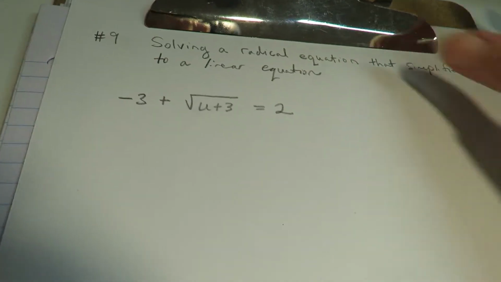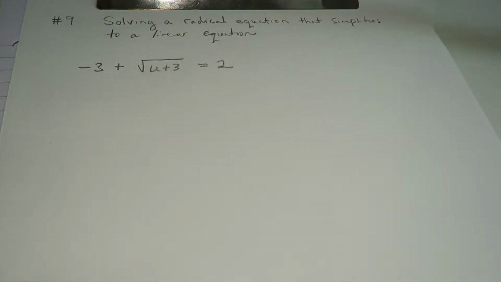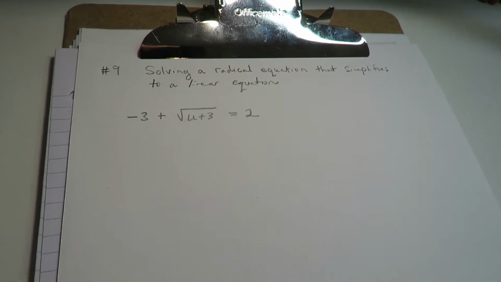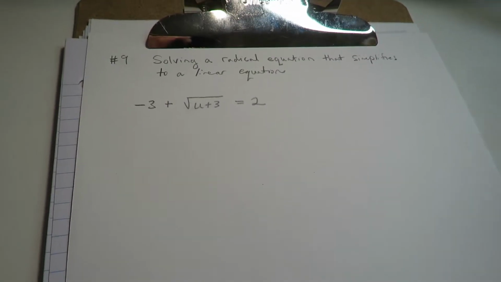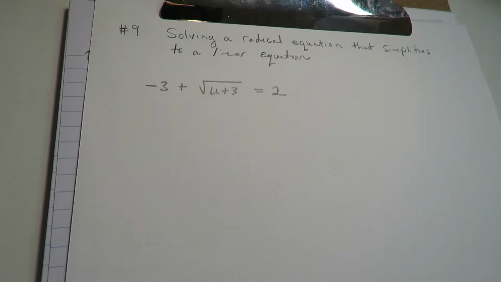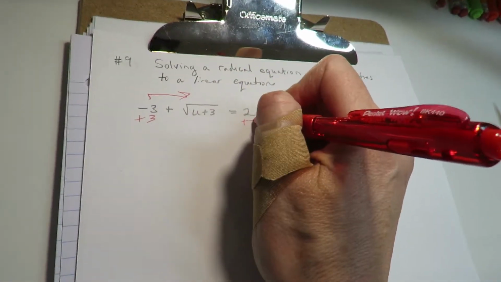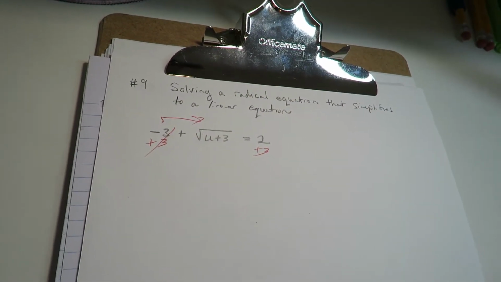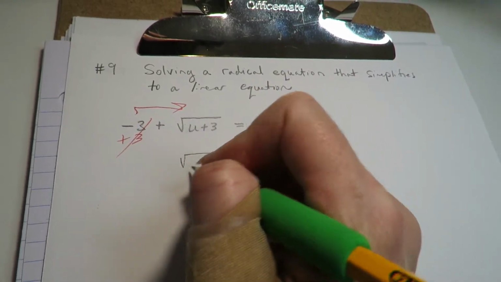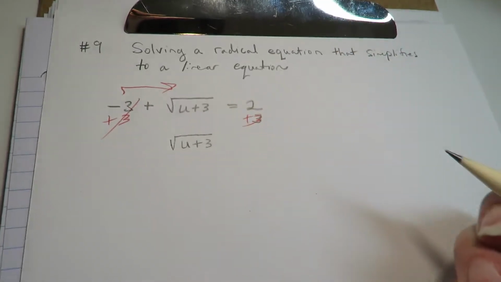Alright, so the first thing you want to do is isolate the radical. Let me just get the light a little bit better than it is at the moment. Okay, the first thing you want to do is isolate the radical. So you want to move this 3 over to the other side. That's a 3, sorry, that came out a little funny looking.